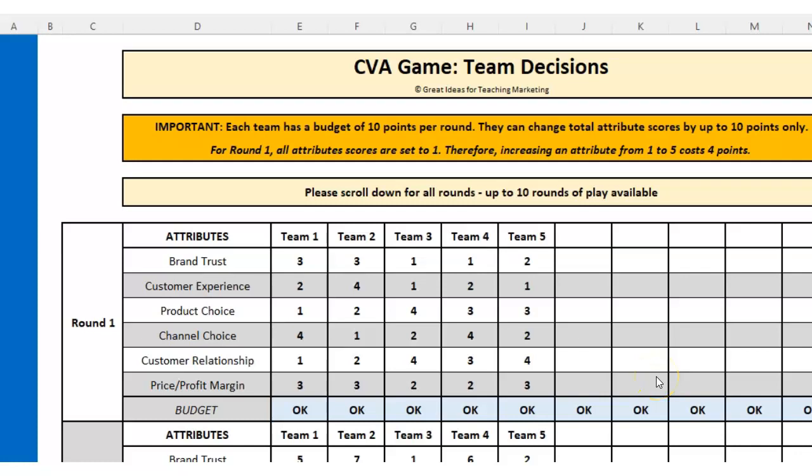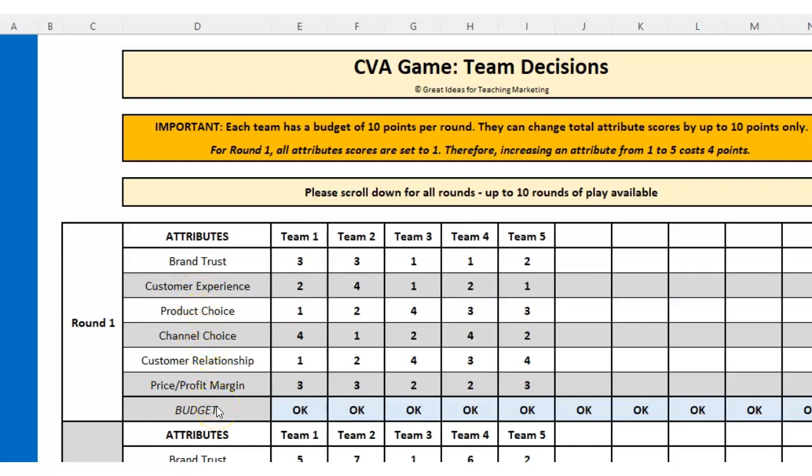Hello and welcome to the video on how to play the customer value analysis game. Obviously you're going to be in teams and you're going to be competing against other teams to make the most amount of money. Each team has a decision to make in terms of 6 attributes, and they're listed there from brand, trust, customer experience all the way down.